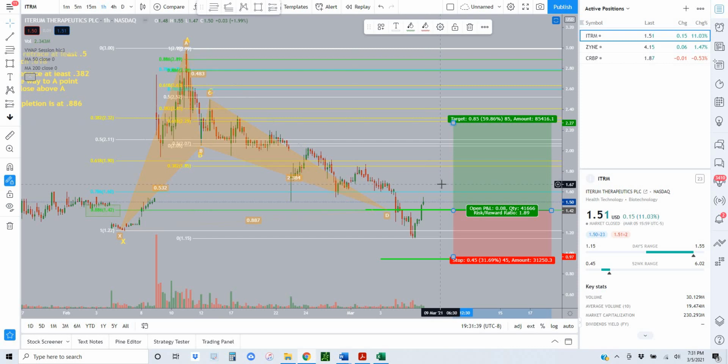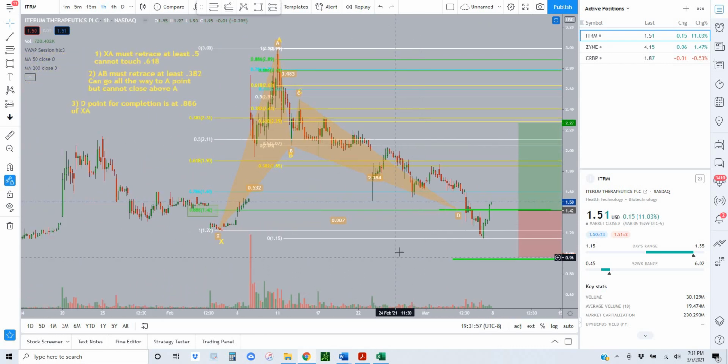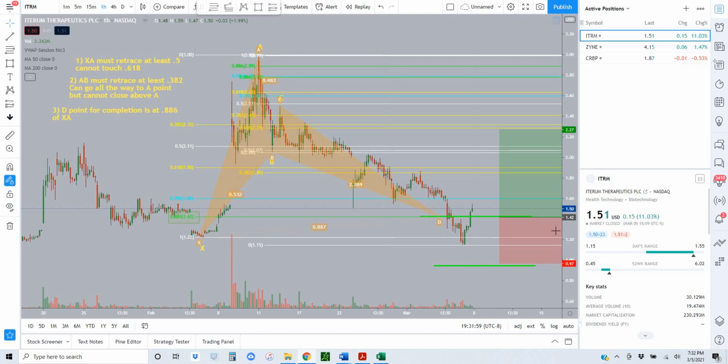If you're not familiar with Fibonacci, I highly recommend you do some research on it and understand what the two main Fibonacci numbers, the 382 and the 618, actually mean. They're very, very powerful tools to use within your trading, especially when you apply them to harmonic patterns such as this. So that's basically the bat pattern and the rules behind the bat pattern. Let's scrunch it up here so we can see those rules again.